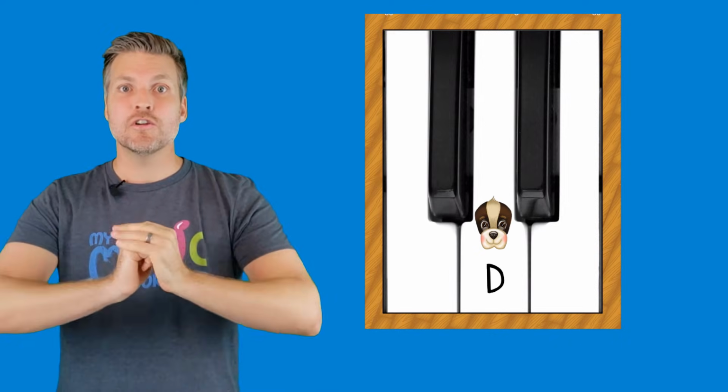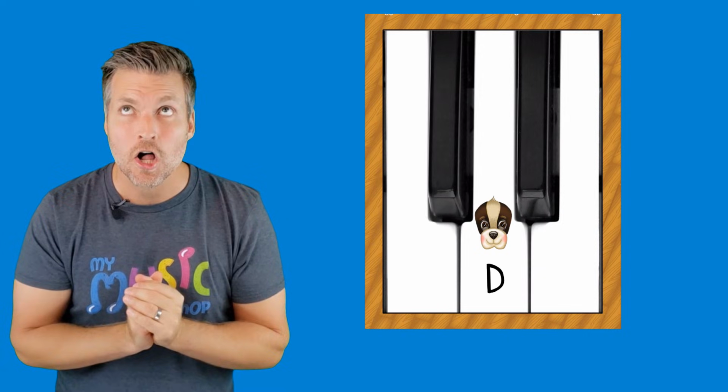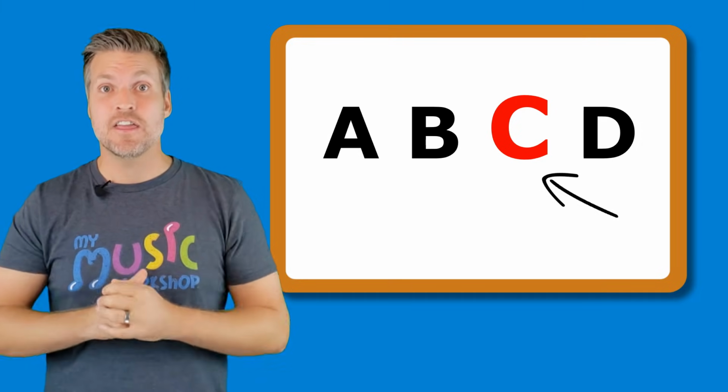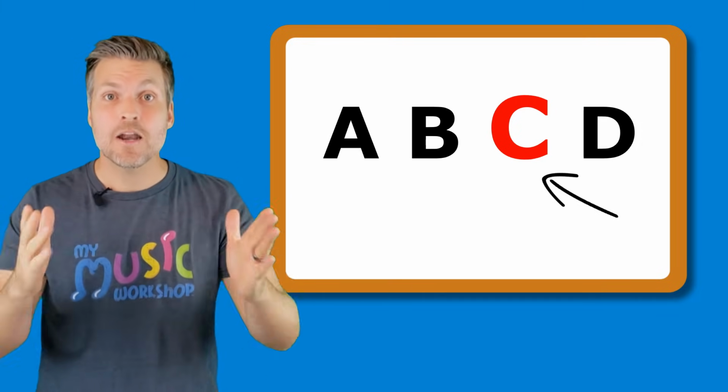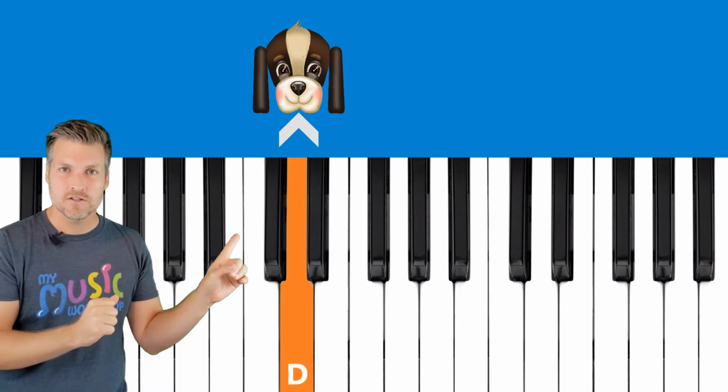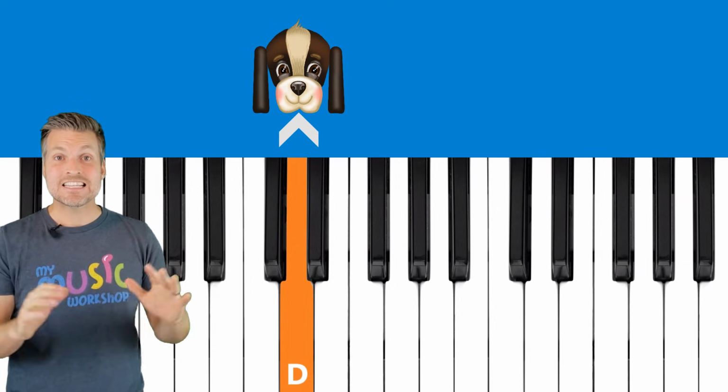But now I want you to find a new key and a new letter. It's called C. And in the alphabet, C comes before D, right? And the same thing is true when we look at the white piano keys. The C is before the D. So can we find it? There's the D, and right before it is the C.